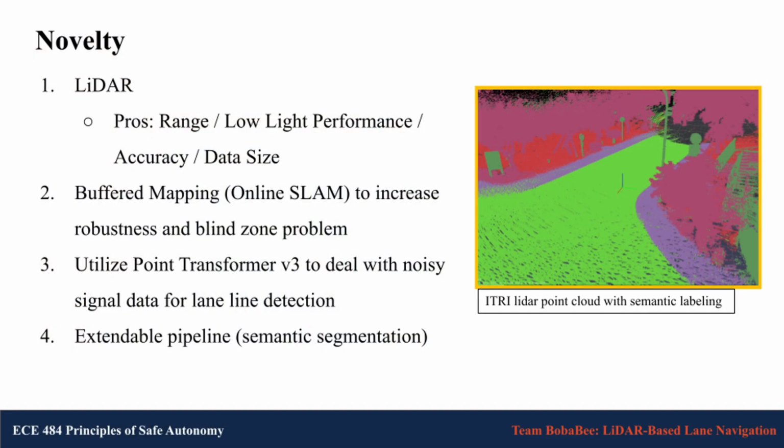To conclude our current work, we have identified 4 main novelty points. First, our use of LiDAR allows us to increase our range of detection and maintain strong performance in low light conditions. Second, our buffer mapping approach increases robustness and effectively addresses the blind zone challenge. Third, our utilization of Point Transformer V3 allows us to deal with noisy signal data and achieve more accurate lane line detection. Finally, since the point transformer model is designed for semantic segmentation, our pipeline can be easily extended beyond just lane detection. By retraining the model with additional semantic labels, we can detect and classify various road elements like obstacles, stop signs, and other traffic features.